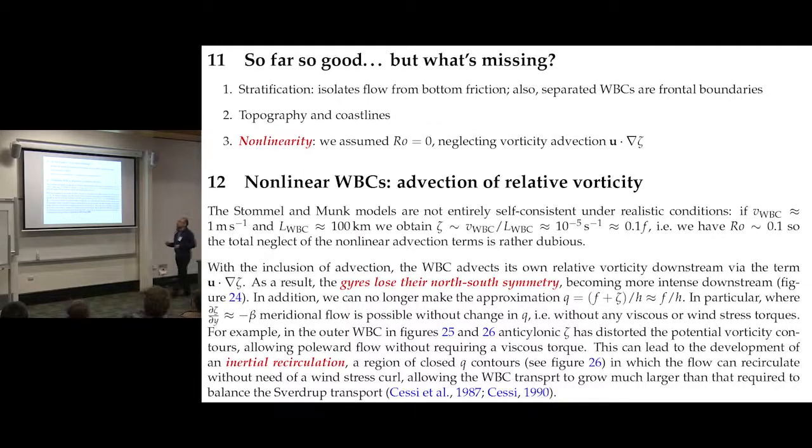Nonlinearity has been known right from the very start of this theory, actually, that the Rossby number is not that small. And so it's always been thought of as dodgy to have a linear theory. And you can work out that the Rossby number is something like 0.1. So what we've dropped in having a zero Rossby number solution is we've dropped the advection of vorticity by the velocity. So that's a term out of the material derivative of Q.